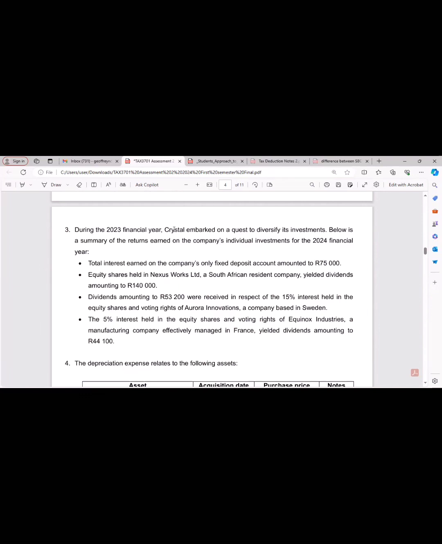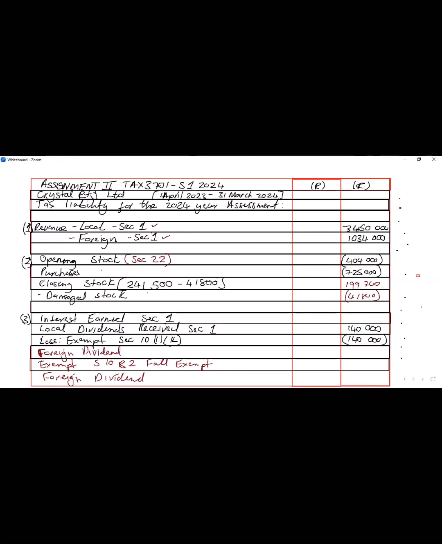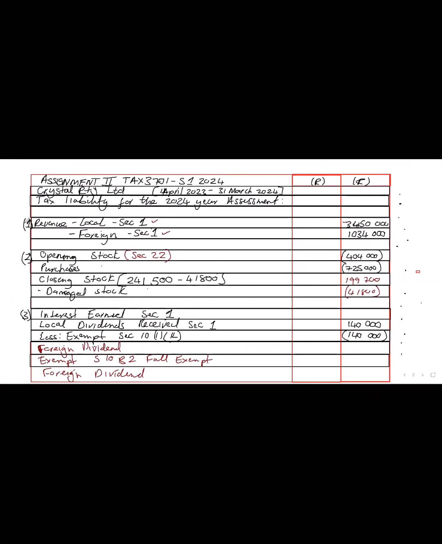During the financial year, Crystal embarked on a quest to diversify its investments. Below is a summary of the returns earned on the company's individual investments for the 2024 financial year. Right, there it is. Total interest earned on the company's fixed deposit account amounted to this. What section is testing this one? With section by law, if you were the accountant preparing the tax returns of your company. Section 1, gross income.